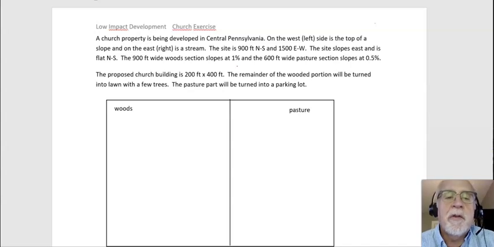This is the church exercise. We're going to use this to go through the different runoff calculation methods. We'll do it in 4 parts, working on the same document, which you have available to you to take notes and fill in. At the end of all 4 of them, I'll ask you to turn in one summary sheet. You don't have to turn in the whole thing.